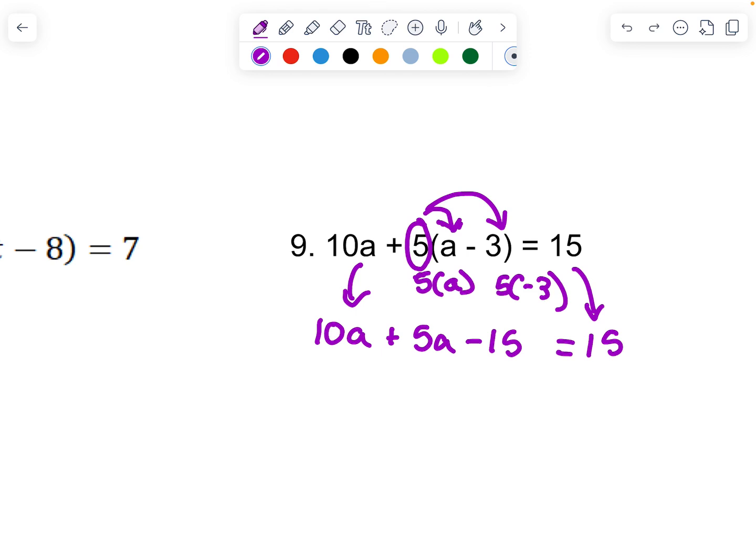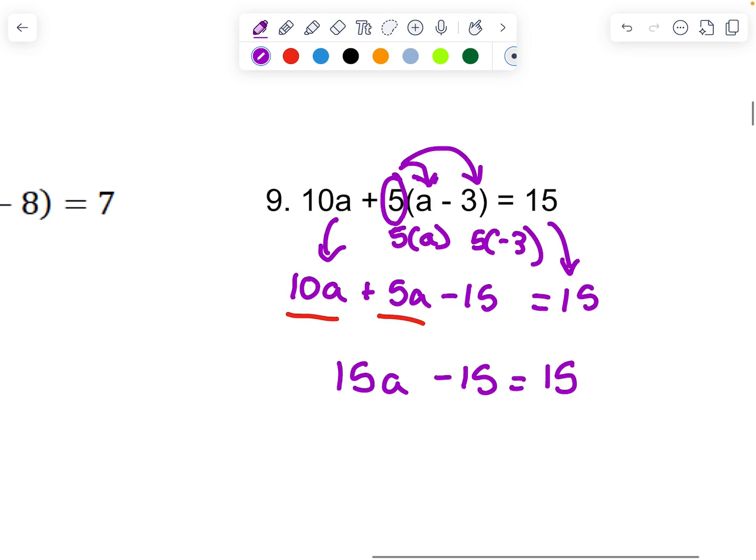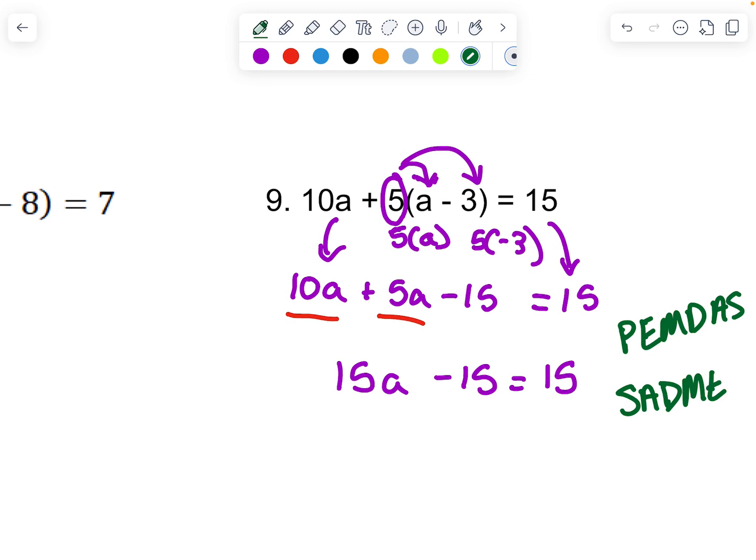So now I am at the point where I can combine like terms. I notice this 10A and 5A are like terms. So I'm going to add those up. Now I have 15A's minus 15 equals 15. This is a 15 heavy problem. Okay, now is when I'm doing PEMDAS, but in the reverse order. So I like to call this SADMEP. SADMEP. Okay. So what comes first is subtraction.